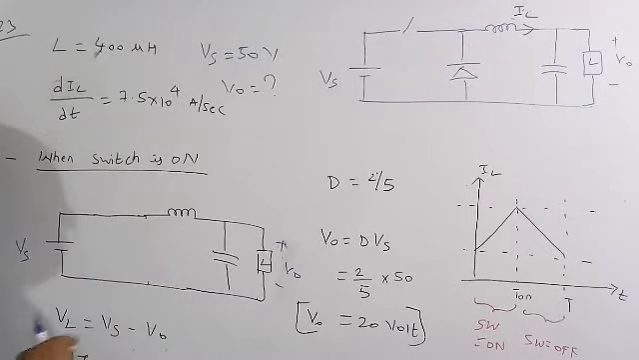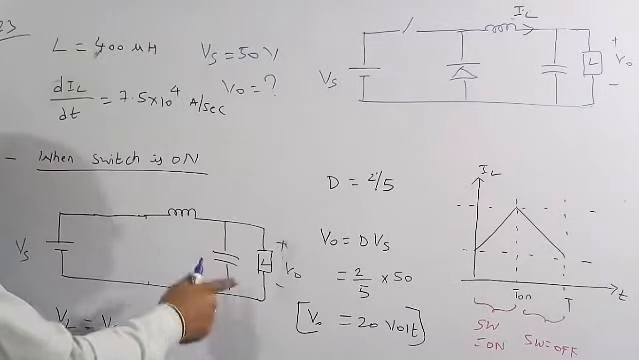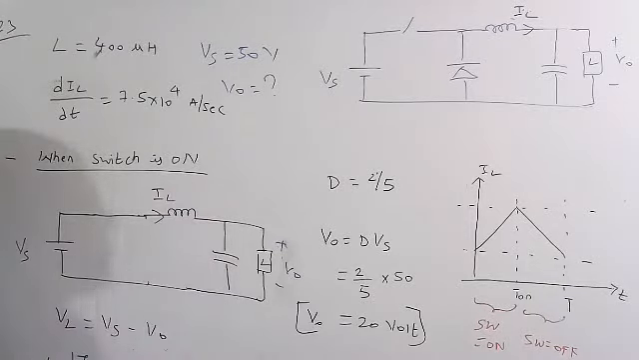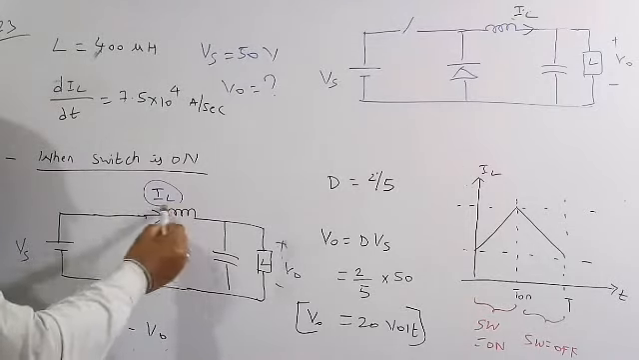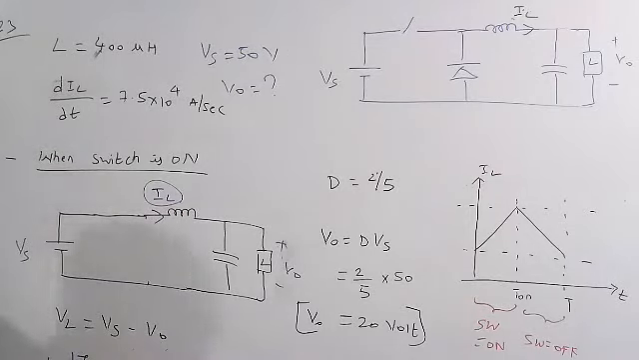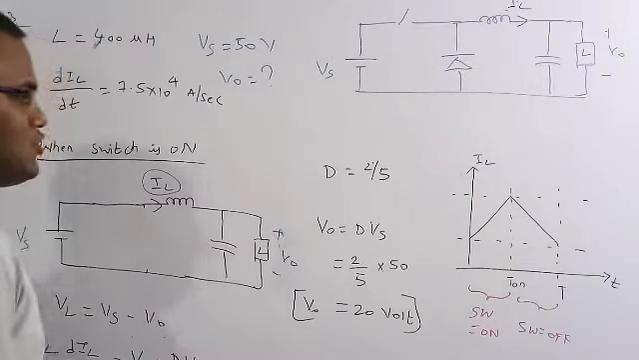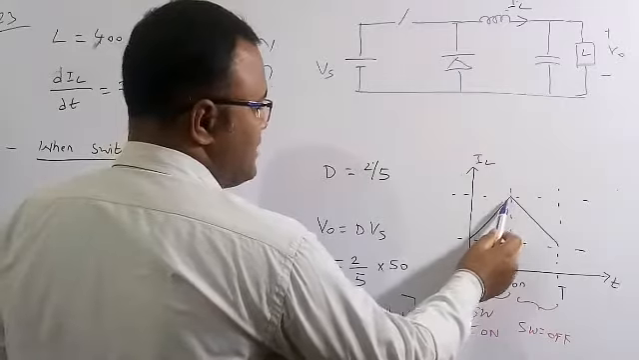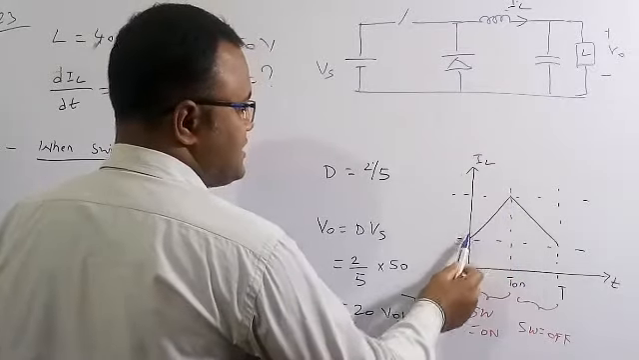Now the DC source is going to supply its energy to the inductor, so the inductor gets charged. When the switch is on, the inductor is charged, meaning the inductor current goes on increasing. So when the switch is on, the inductor current keeps increasing, which means it is in the charging condition.